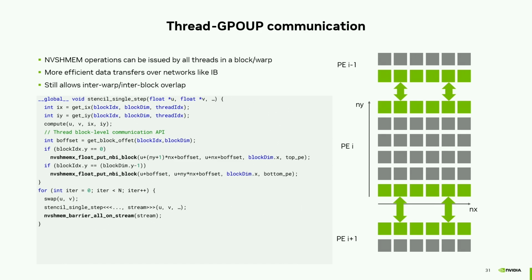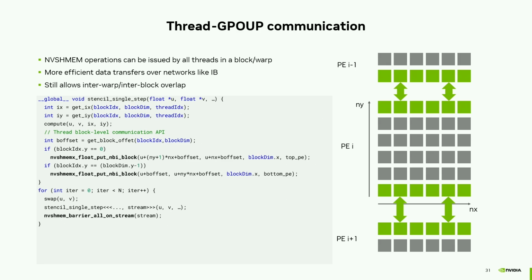There are also APIs to form larger groups, which are necessary for networks like InfiniBand, which don't have as high message rates as you can achieve over a memory fabric like NVLink. You still get overlap between warps and blocks, but you form larger messages so that the network operations can work more efficiently.